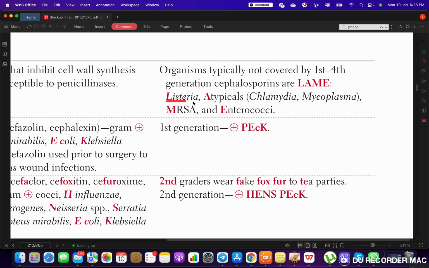Can somebody tell me which beta-lactam antibiotic we love to use for Listeria? Ampicillin. And we use it in case of meningitis in addition to which other two antibiotics for meningitis? Vancomycin and ceftriaxone, absolutely correct. Good. So the LAME ones are Listeria, the atypicals like chlamydia and mycoplasma, MRSA, and enterococcus.